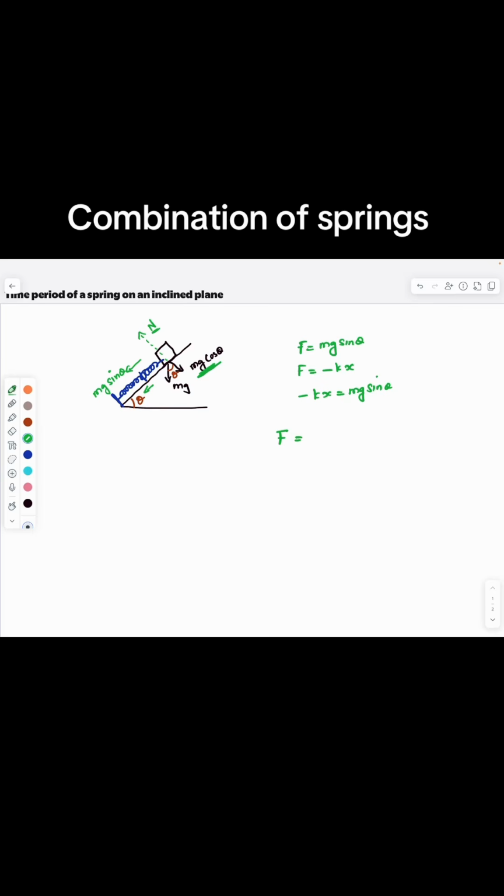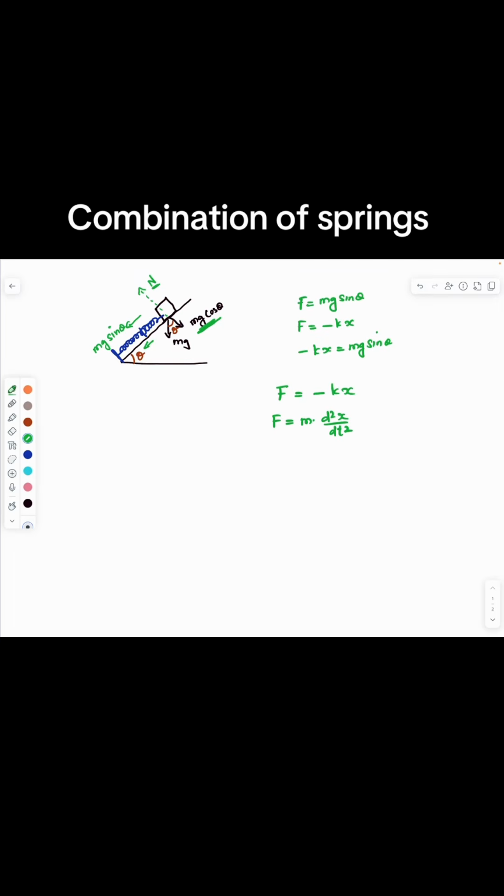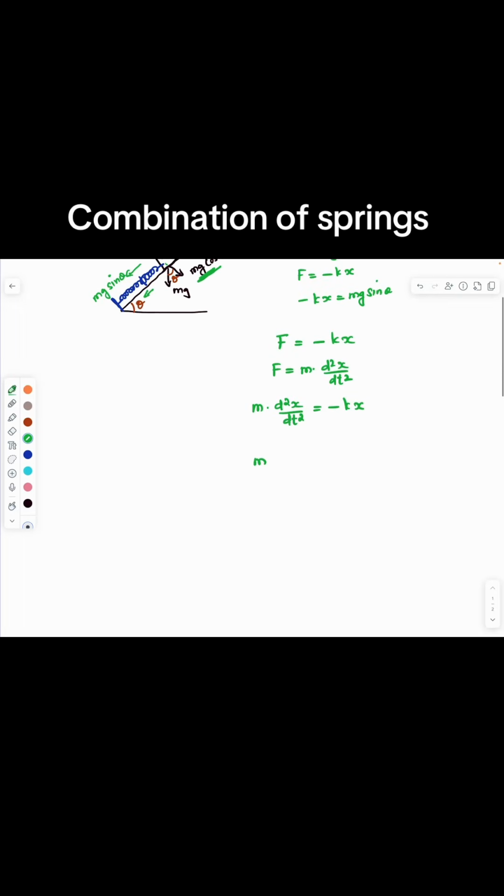So we know F equals negative kx. F is also equal to m times d square x over dt square. So we can replace that: m times d square x over dt square equals negative kx, or m times d square x over dt square plus kx equals 0. I can rewrite it as d square x over dt square plus k over m x equals 0.